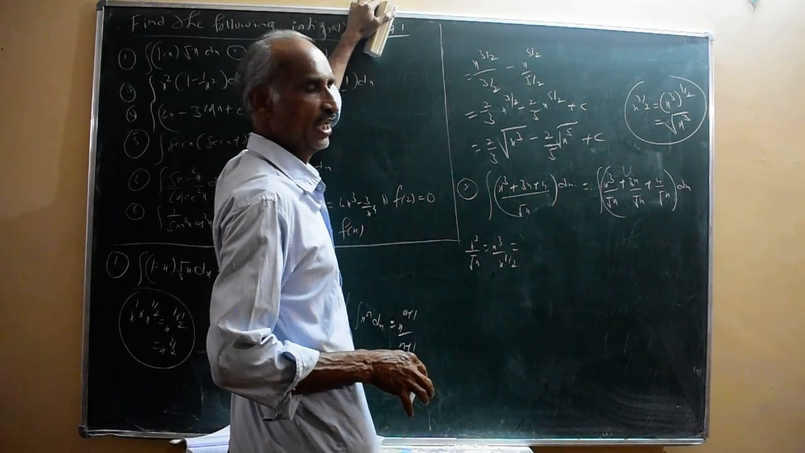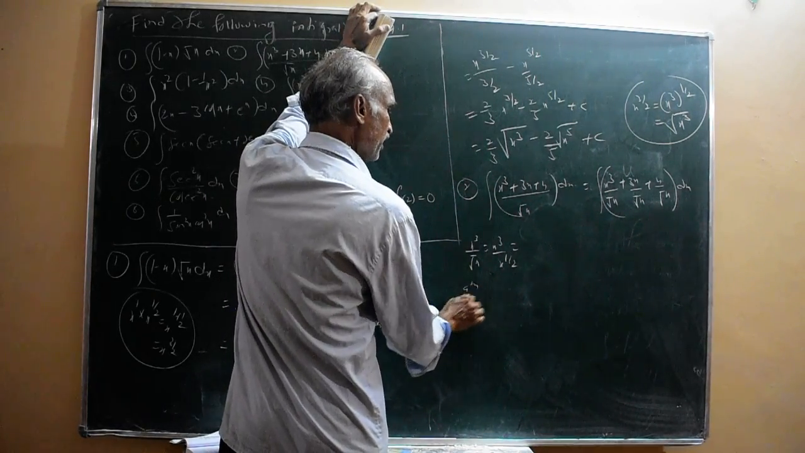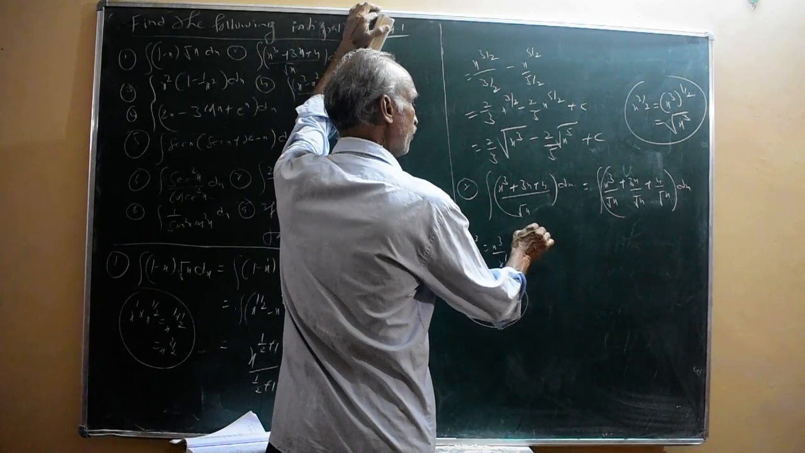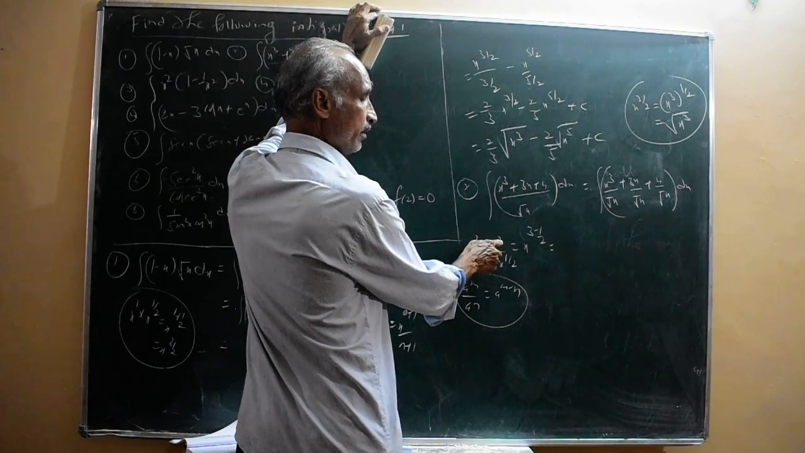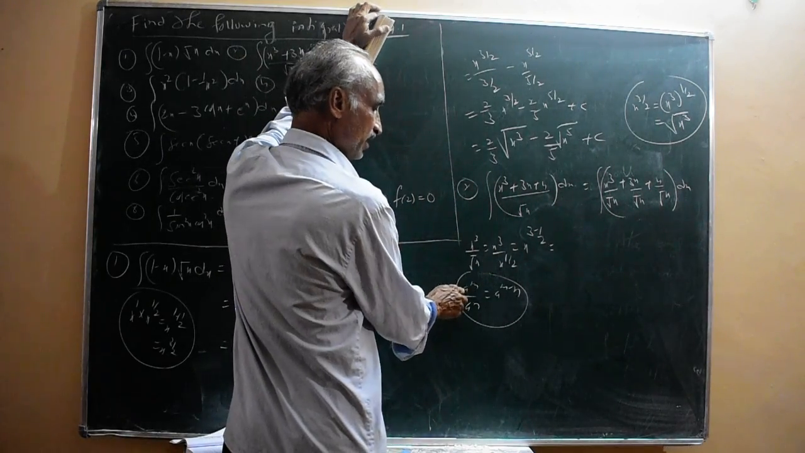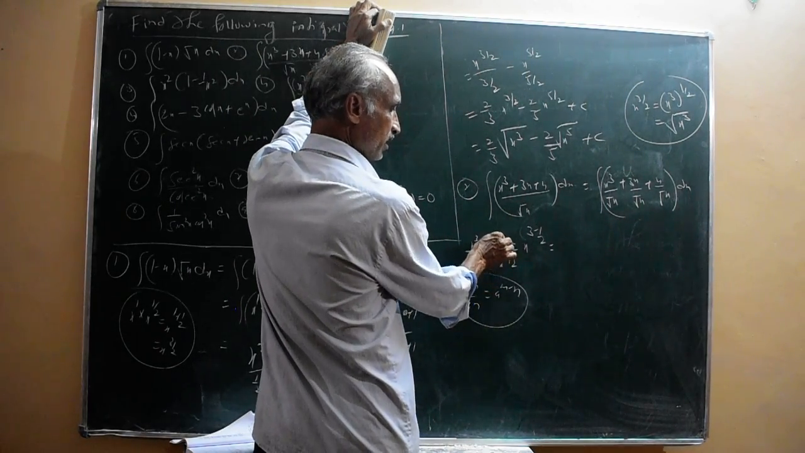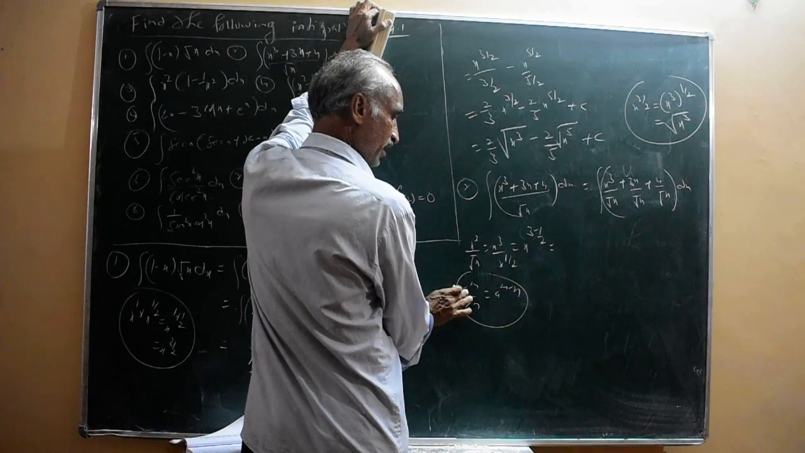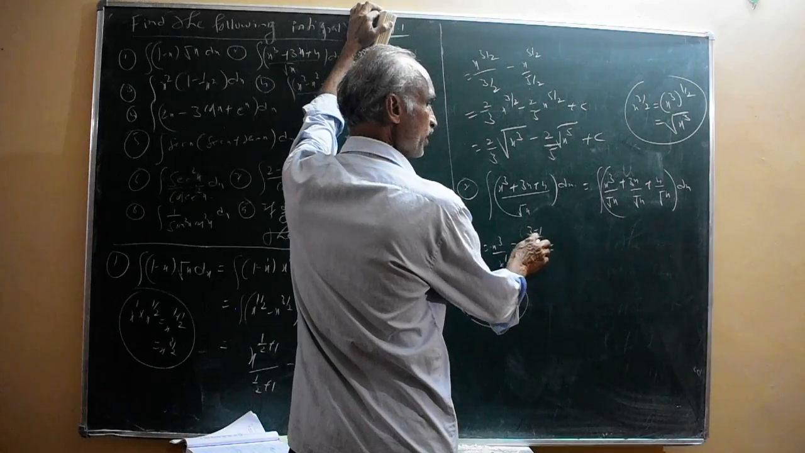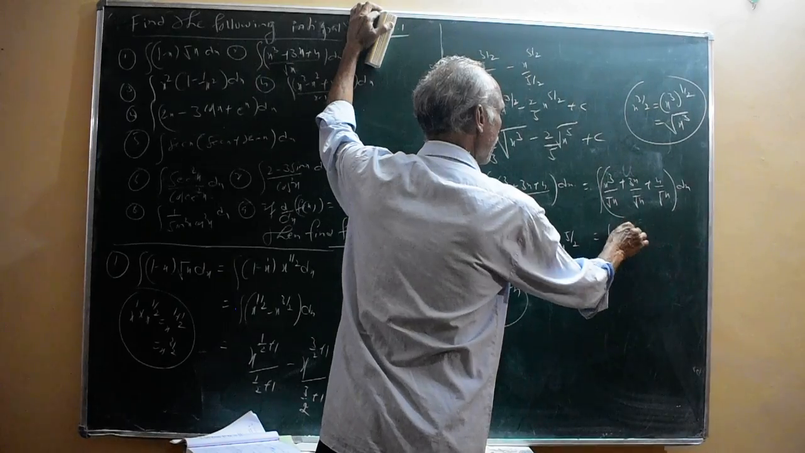The law of indices: a raised to m upon a raised to n is a raised to m minus n. That equals x raised to 3 minus half. Here, in place of a, x is the same base. It may be a, it may be x, anything, but the same base should be there. Then x raised to m upon x raised to n is x raised to m minus n. LCM is taken: 3 times 2 is 6, 6 minus 1, x raised to 5 by 2. So this is equal to x raised to 5 by 2.